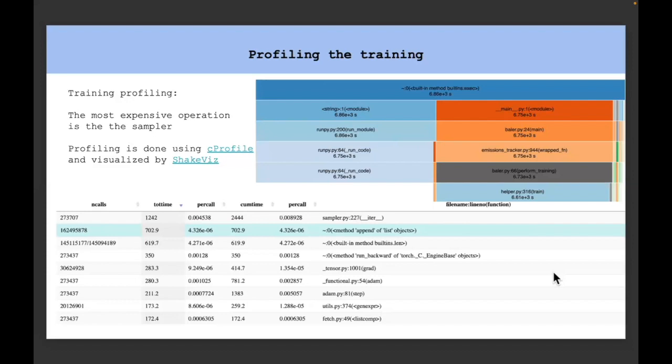So the most expensive operation is a sampler, and the total time is like 700 seconds, and later on only the operations regarding the training and the gradient optimizer are coming. So for this operation, the data loader itself, reading and writing the data, is the most expensive. This could be optimized.